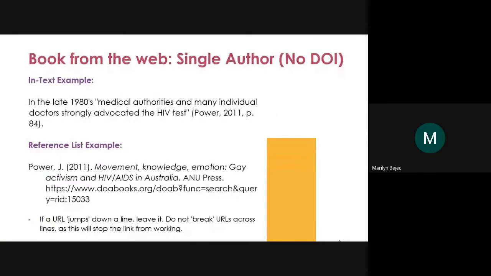Book from the web with a single author with no DOI. In text, here is a sample: the direct quotation, and then the author's name, with the same procedure as the first sample, the copyright year and the page number. Here is a sample in the reference list. You have the author's surname, the same as the previous one, only you have to add the DOI. If the URL jumps down a line, leave it. Do not break the URL across the lines, as this will stop the link from working.